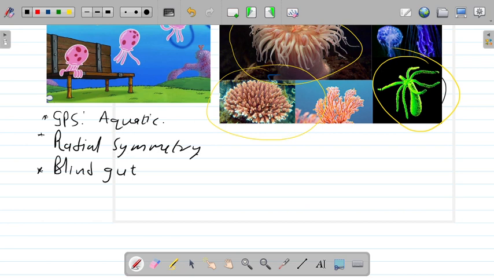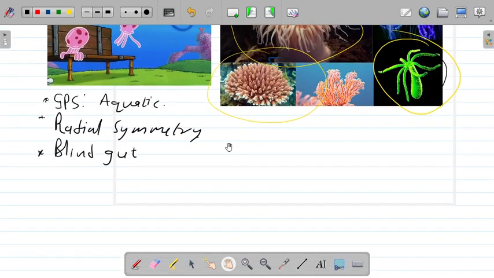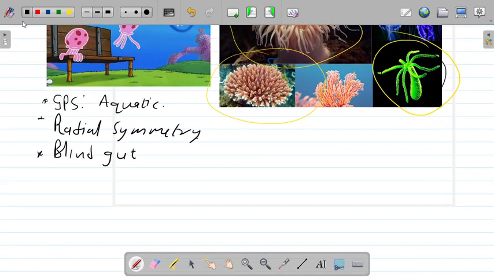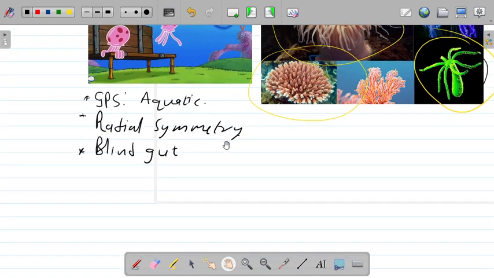So basically, if they are sedentary, the mouth will occur right over here. Well, I'll call it a mouth for the sake of content. And on the underside of the free swimming organisms. So if they are free swimming and not sedentary, the mouth is usually on the underside, just like your jellyfish. So that is the phylum Cnidaria.